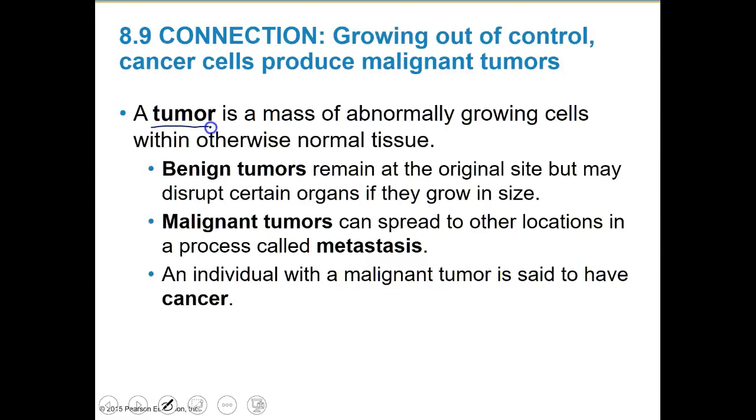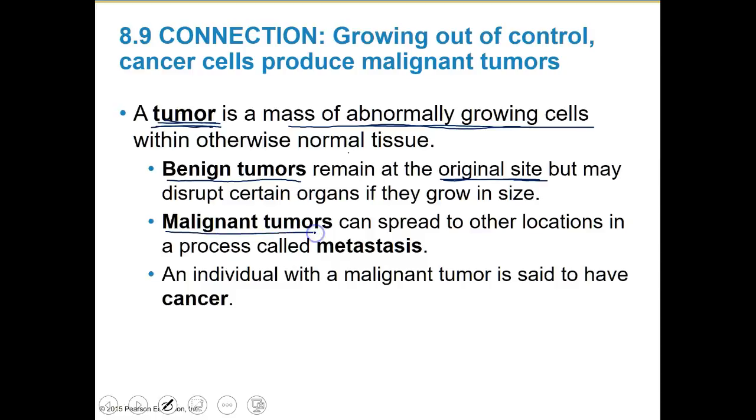Okay, so a couple of things. The tumor, not a tutor. Thinking about emails. All right, so a tumor is actually a mass of abnormally growing tissue within otherwise normal tissue. So these are tissues that just aren't doing the normal thing. They're growing abnormally. If we have a benign tumor, it remains at its original site and may disrupt certain organs if it grows large enough, but it still stays within the same area and location. So it's at that original site.